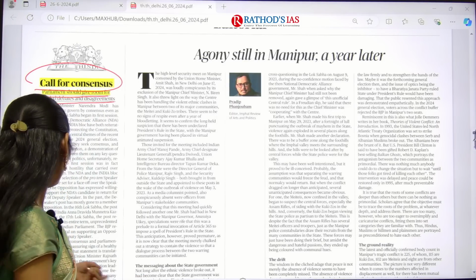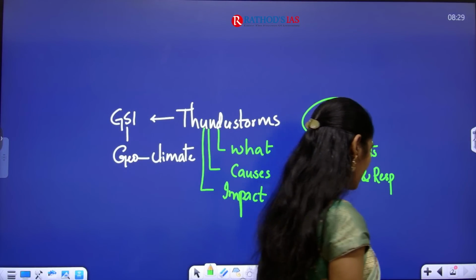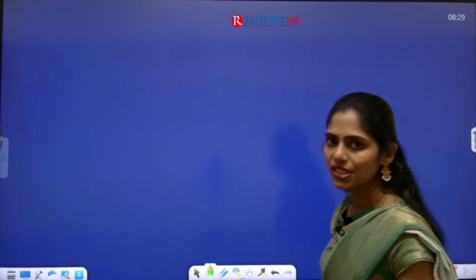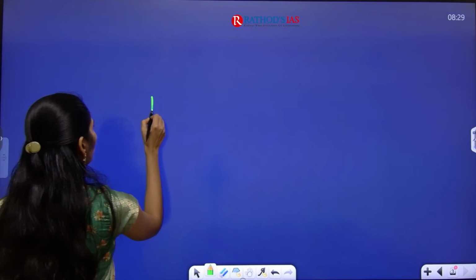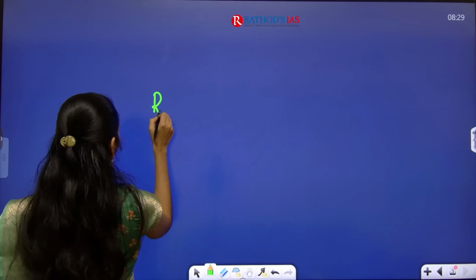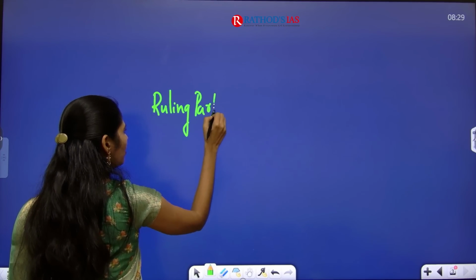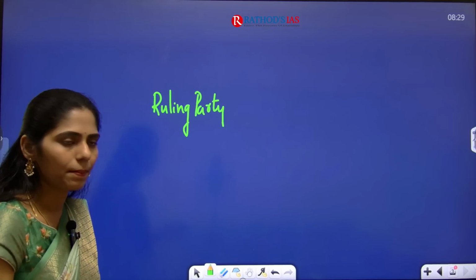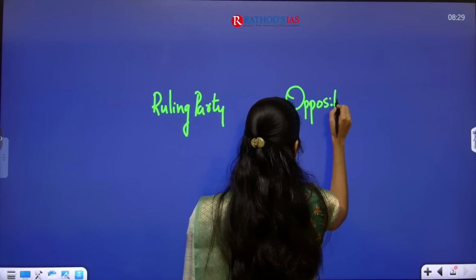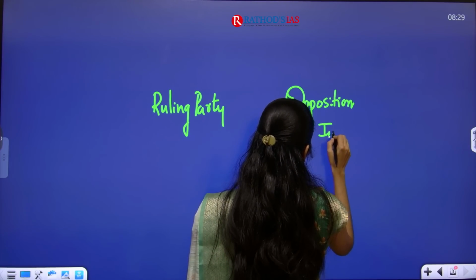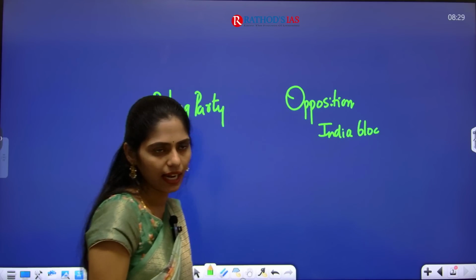So as you all know, recently elections at central level had happened, and finally a coalition government came into power, okay, which is now the present BJP party, which is a coalition. So here now we have ruling party. Ruling party is nothing but the party which is in power. And we have opposition party. So which is the opposition party now? That is India Bloc. India Bloc is the opposition party now.